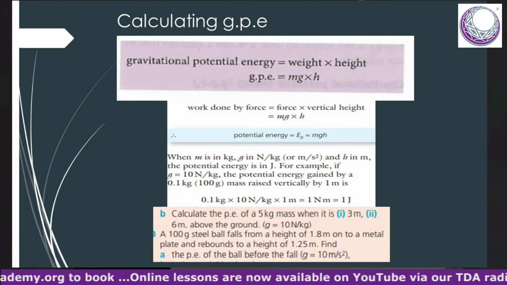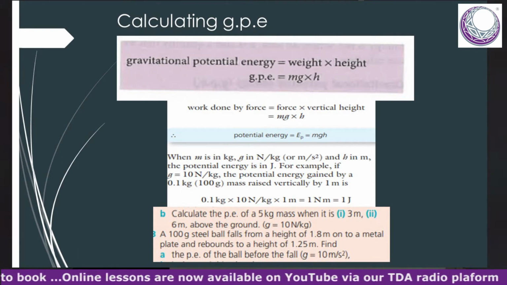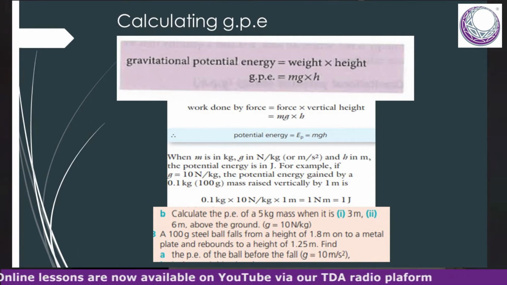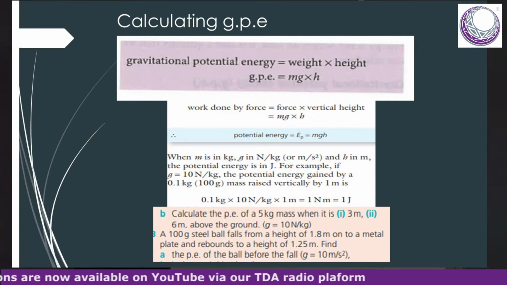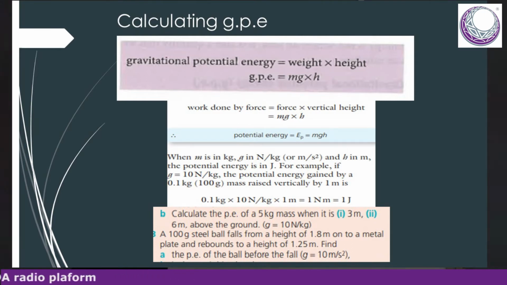Calculate the potential energy of a 5 kg mass, shown here, when it is 3 meters and 6 meters above the ground. 3 meters and 6 meters, that is your height. So we are doing two calculations, part 1, part 2. Your g value here is given as 10 newtons per kg. So we are going to use that.